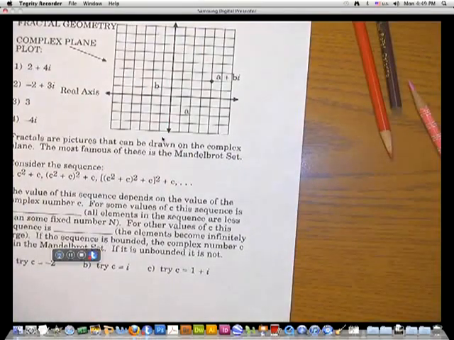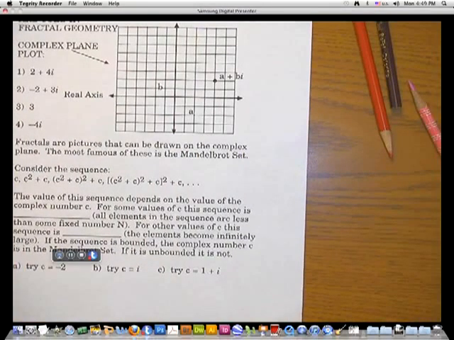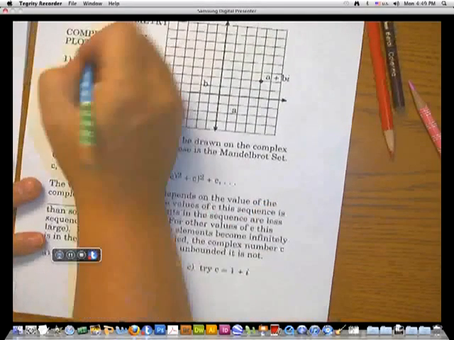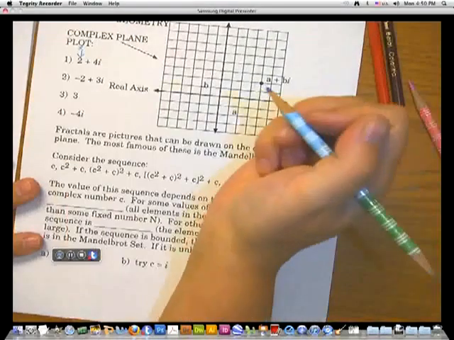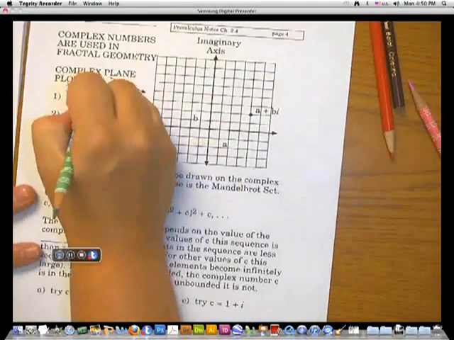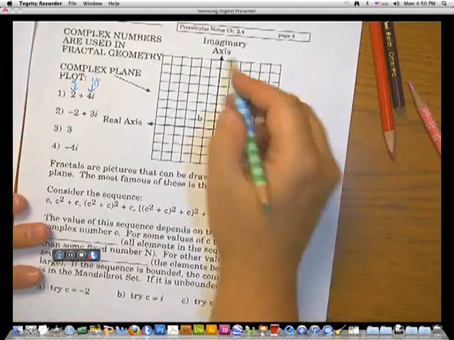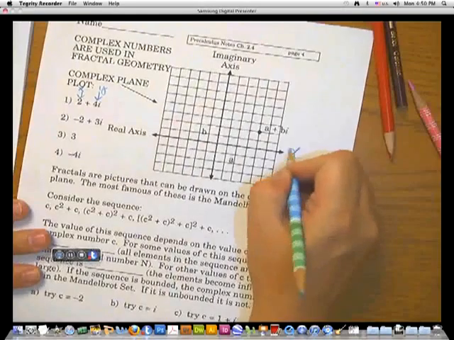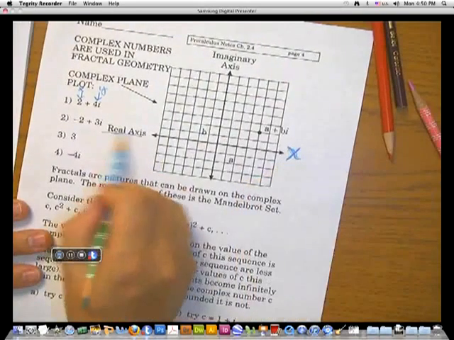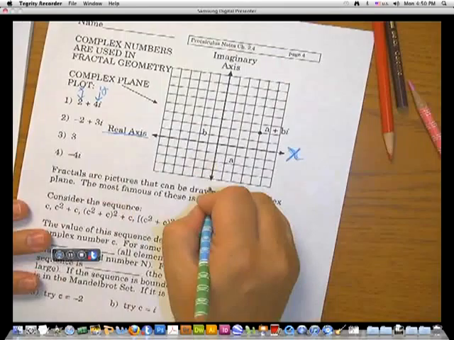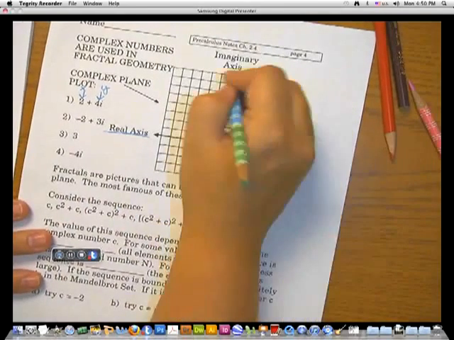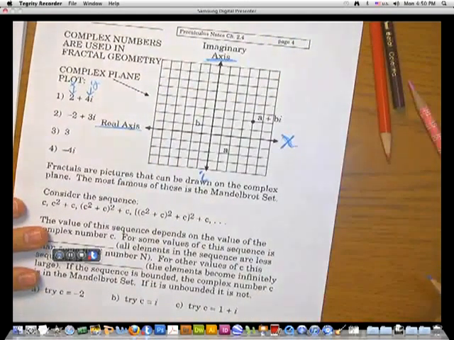Alright, looking at complex numbers when we're graphing is extremely simple because it matches up to exactly what we've been doing. The real part represents the x coordinate, and the imaginary part represents the y. So what we do is we just rename our axes. We call it the x-axis or the real axis, and then we call it the imaginary axis, which is our i values.